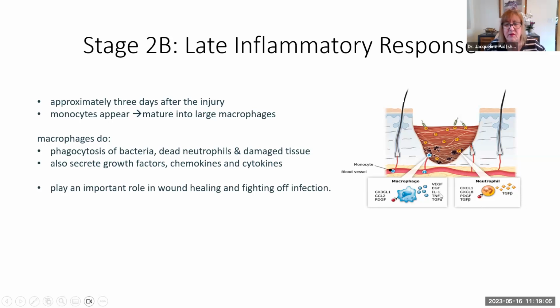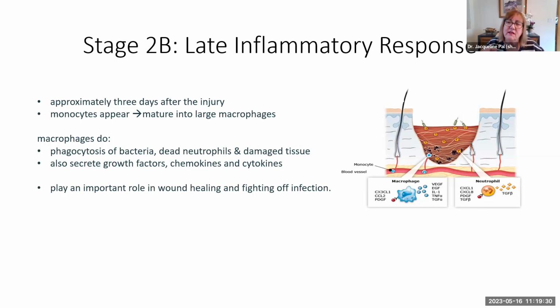It's an epidermal growth factor, interleukin-1, which we know will call in other leukocytes to the area, tumor necrosis factor, and then another growth factor in there. And so the macrophages coming from monocytes do play a very important role in wound healing and fighting off infection. And guess what? They're going to be around for a lot more than just 3 days.